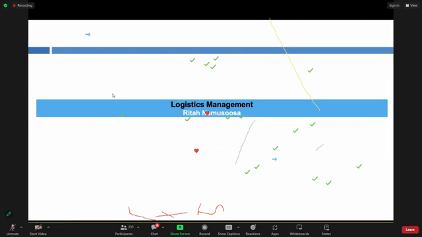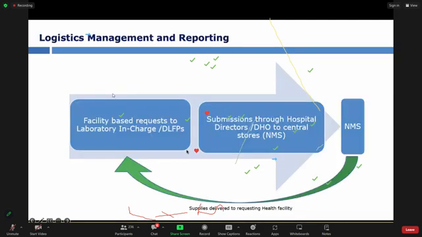We're going to talk about logistics management, because to ensure that you collect good quality samples and make sure that they reach the testing lab in good condition, there are key things that you must have. Next slide, please. This is mainly for the DLFPs or the hub coordinators that are playing leadership roles in their districts.